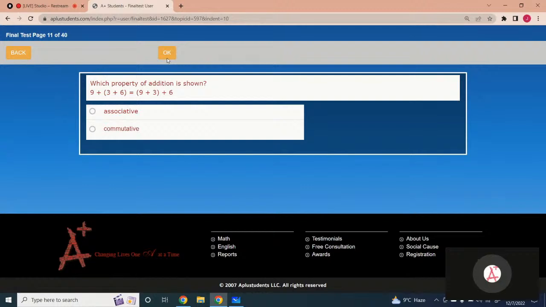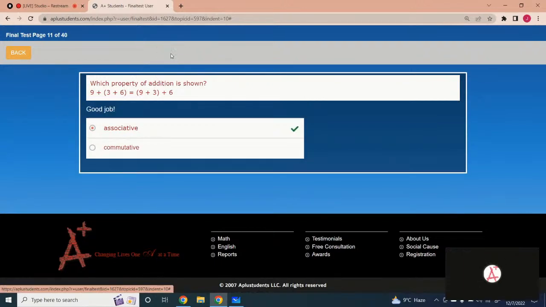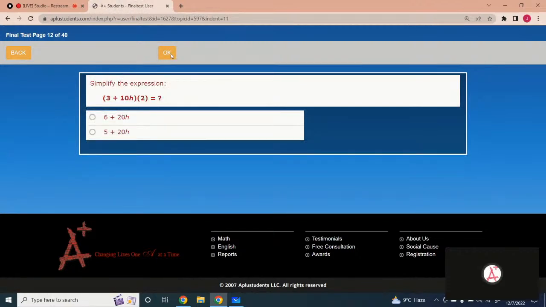Okay, which property of addition is shown? Associative or commutative? Which property is it? It is the associative property. Whenever 3 numbers are involved, that means it is the associative property. Got it? Very good. That is the associative property. So just select the correct option, then click on the OK button. Okay, simplify the expression. Which option is the correct one, the first one or the second one?